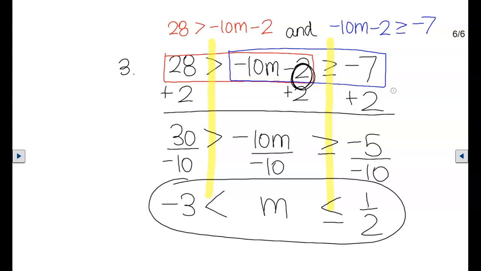Now what does this say? This says that negative 3 has to be less than m. That means that m has to be greater than negative 3. And that m has to be less than or equal to 1/2. So there is the uncondensed form.